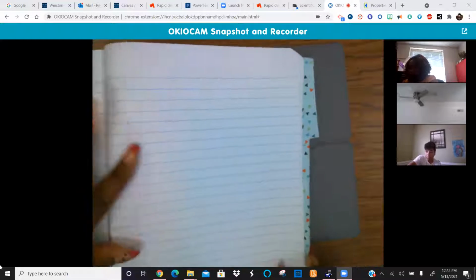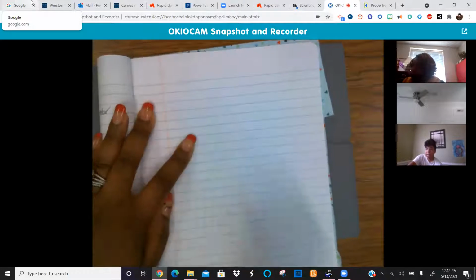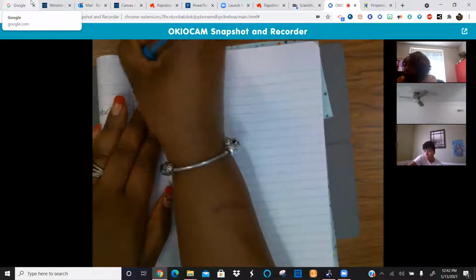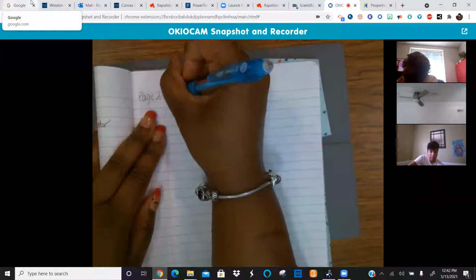What page did I say this was? You said 22. Okay, all right, so this is page 22, and this is axis of symmetry.